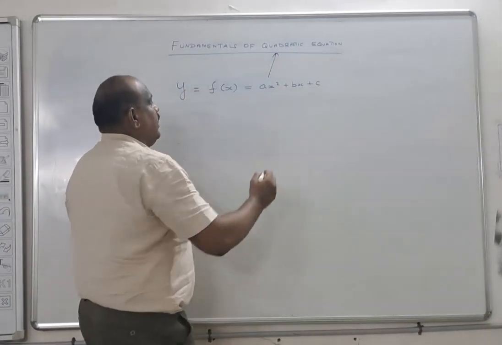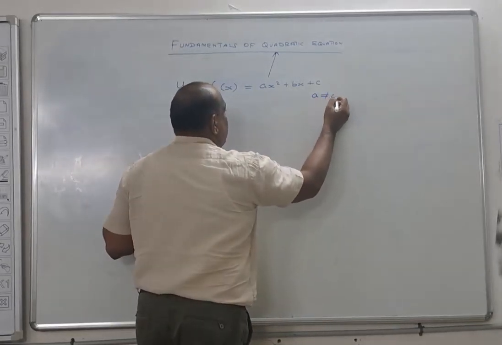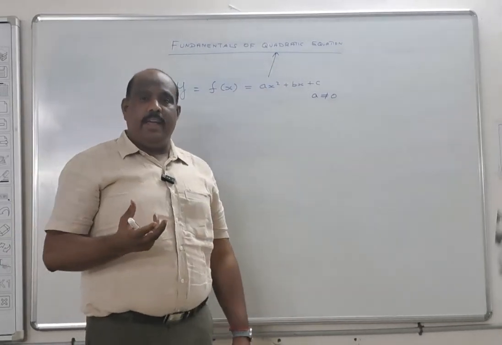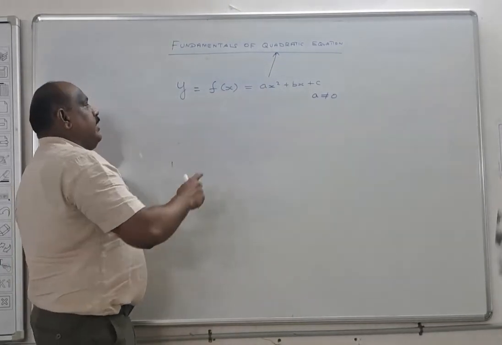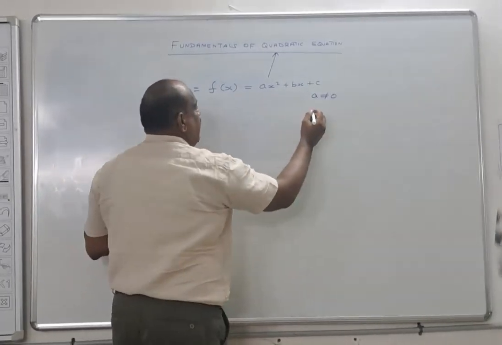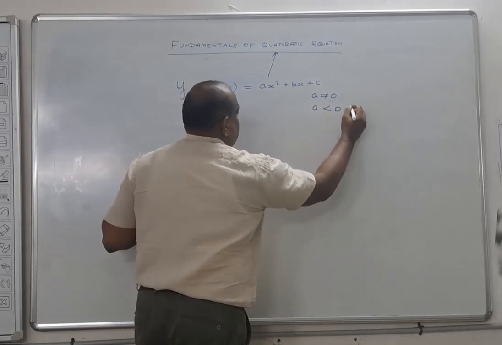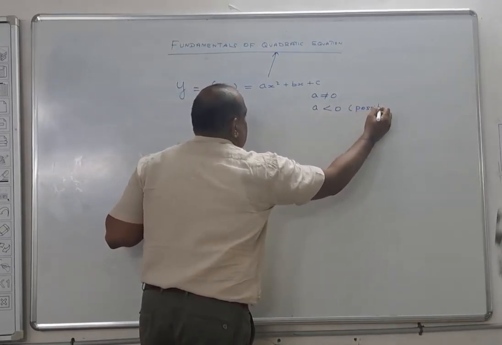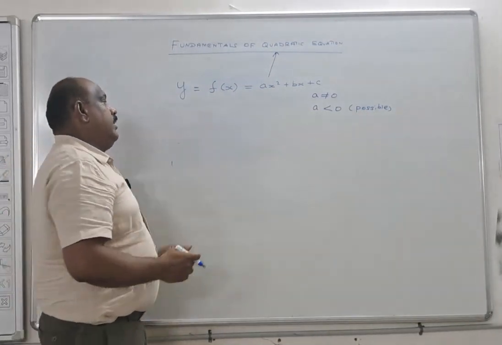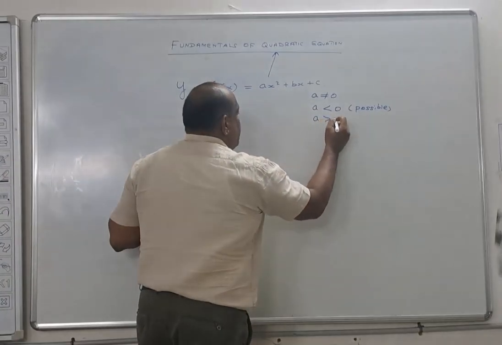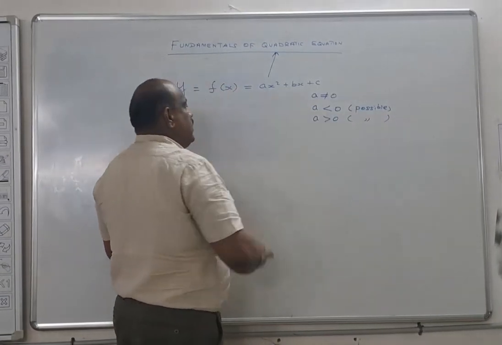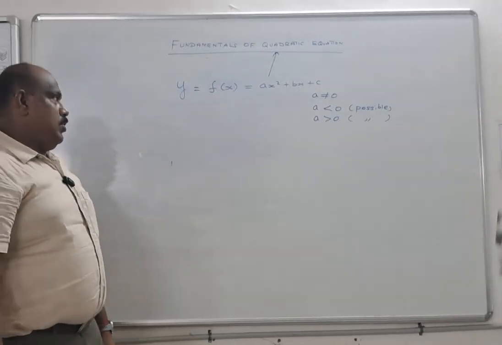Which means here a should not be equal to 0. If a becomes 0, this entire term will vanish, so it can't be a quadratic equation. So for a quadratic equation, a cannot be 0. Your question may be whether a can be less than 0. Yes, it is possible. a can be less than 0, minus 1, minus 2, that is acceptable. Whether a can be greater than 0, that is also possible. So the only condition is that a should not be equal to 0.